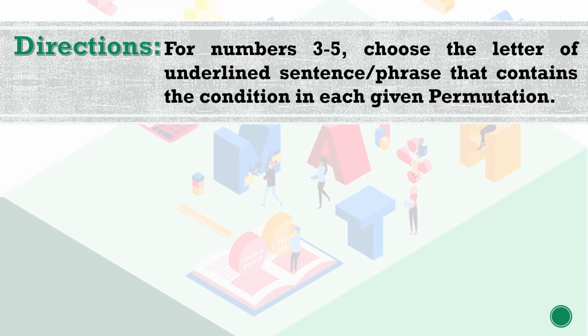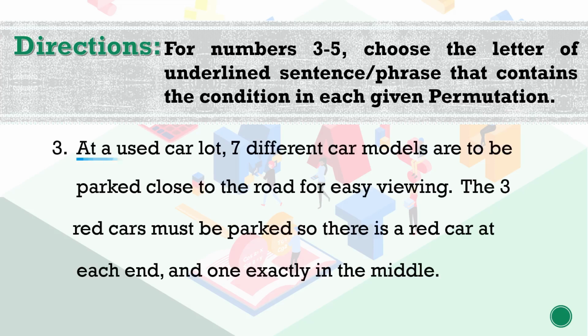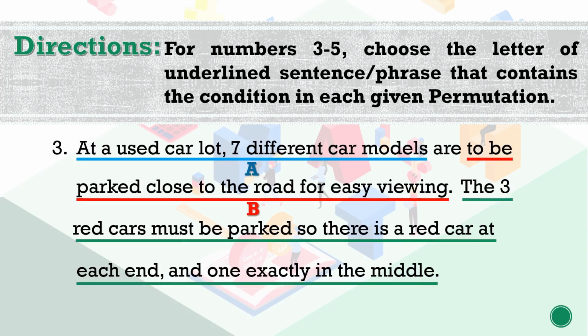For numbers 3 to 5, choose the letter of the underlined sentence or phrase that contains a condition in each given permutation. Number 3. At a used car lot, 7 different car models are to be parked close to the road for easy viewing. The 3 red cars must be parked, so there is a red car at each end and one exactly in the middle. What do you think is the sentence or phrase that contains the condition? The answer is letter C.